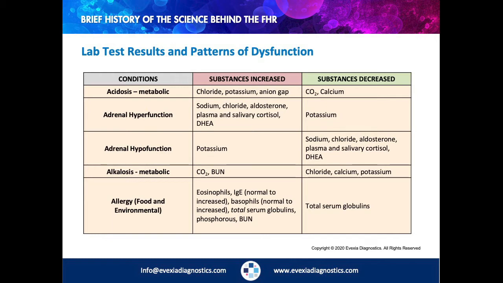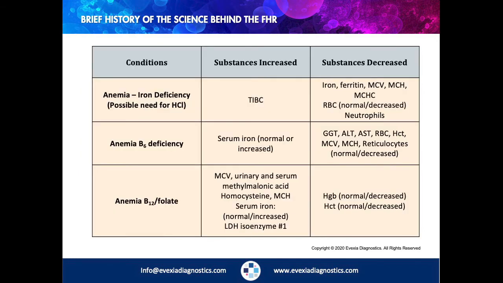First, you can see there's adrenal hypofunction. What they discovered was that potassium seems to be increased with adrenal hypofunction, as well as sodium chloride, aldosterone, and plasma and salivary cortisol, as well as DHEA decreased. On this slide, you can see anemia, possible iron deficiency anemia. Total iron binding capacity increases, and the serum iron, ferritin, the RBC indices, and neutrophils were decreased, looking at the case studies.